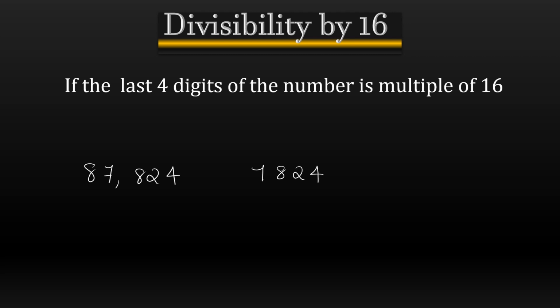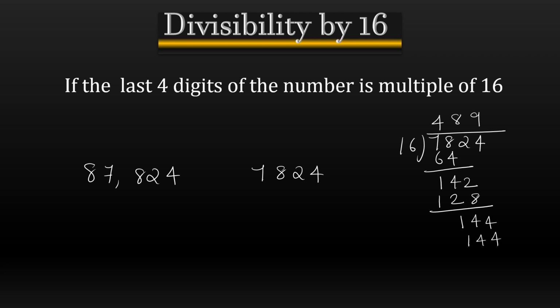For that we have to perform the long division. That is 7,824 divided by 16. We get 7,824 is equal to 16 times 489. That is, 7,824 is a multiple of 16 and hence the whole number, that is 87,824, is divisible by 16.